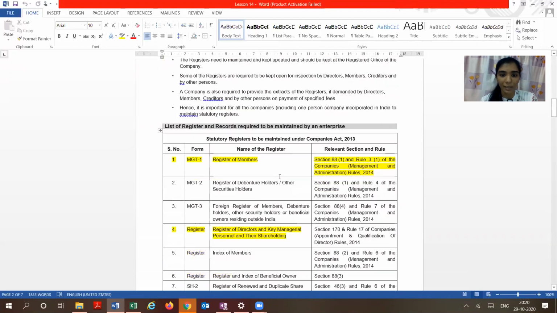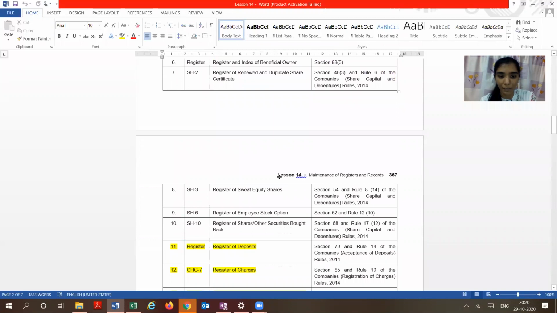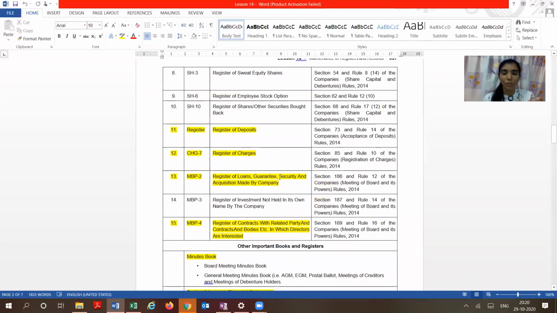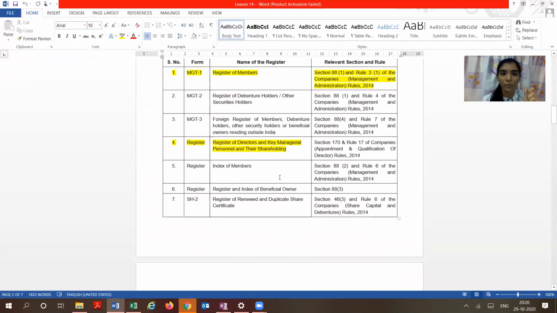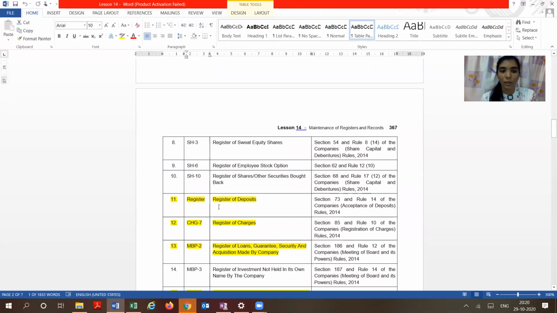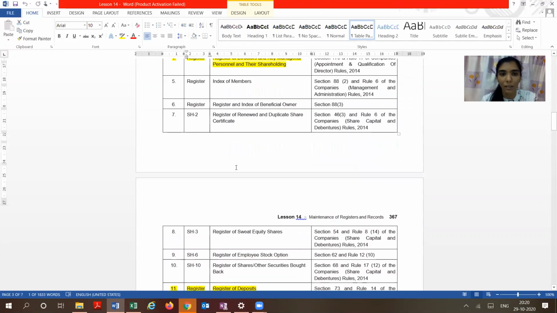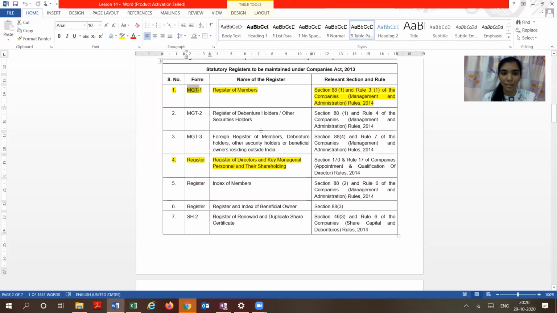If you see, this is the list of statutory registers that the company has to maintain, and the name of each of these registers is derived from the chapter name. So if it is management and administration, it's called MGT1 for register of members. If you go to the charges chapter, there is a register of charges, so it's called CHG7. That way it becomes easy to remember the name of the register.